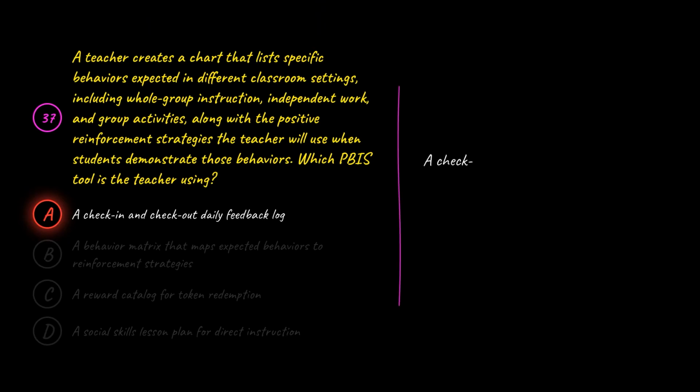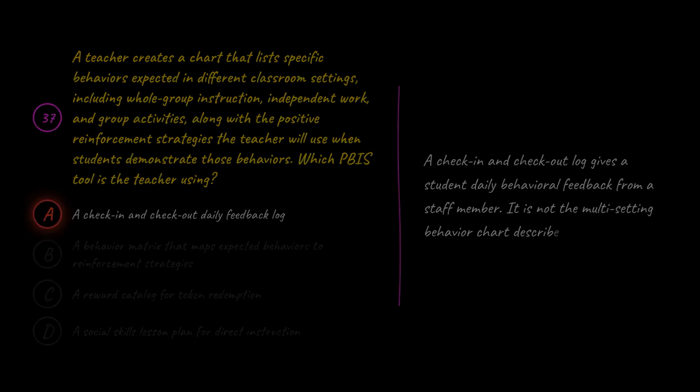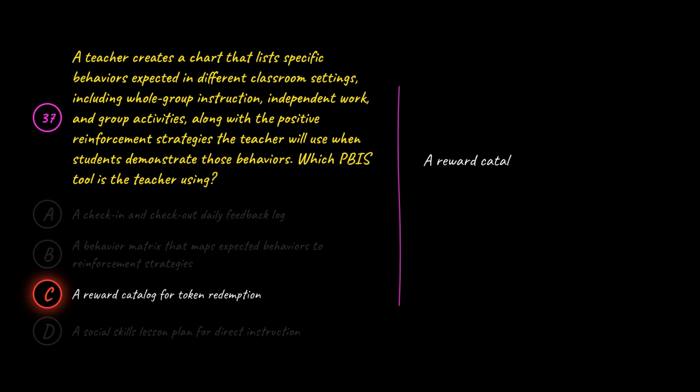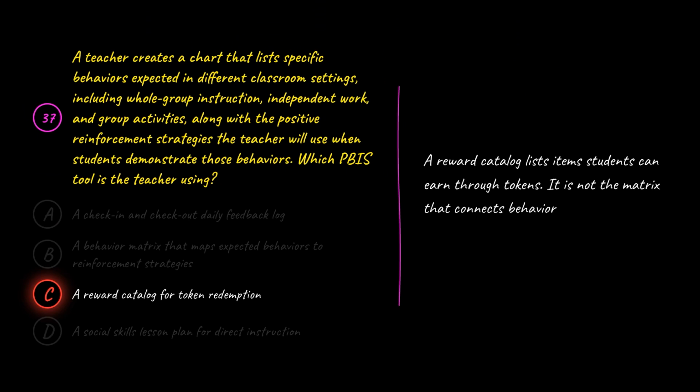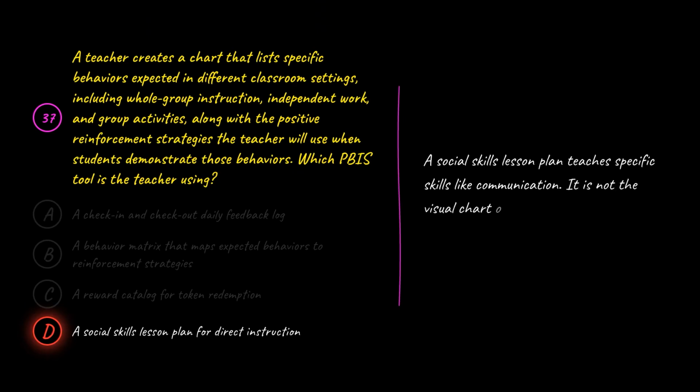A is wrong because a check-in and check-out log gives a student daily behavioral feedback from a staff member. It is not the multi-setting behavior chart described. C is wrong because a reward catalog lists items students can earn through tokens. It is not the matrix that connects behaviors to reinforcements across settings. D is wrong because a social skills lesson plan teaches specific skills like communication. It is not the visual chart of behavior expectations described.